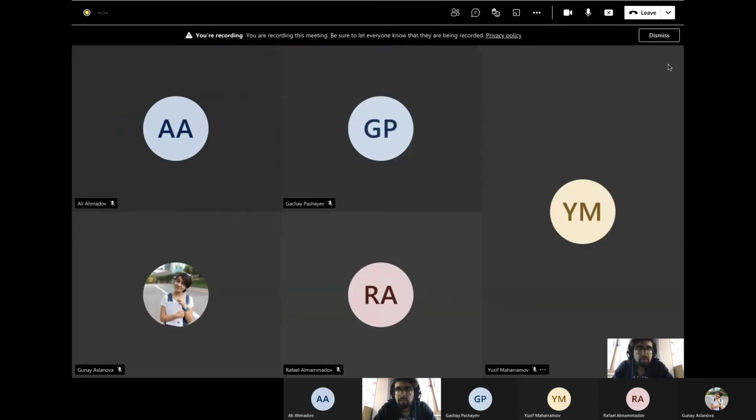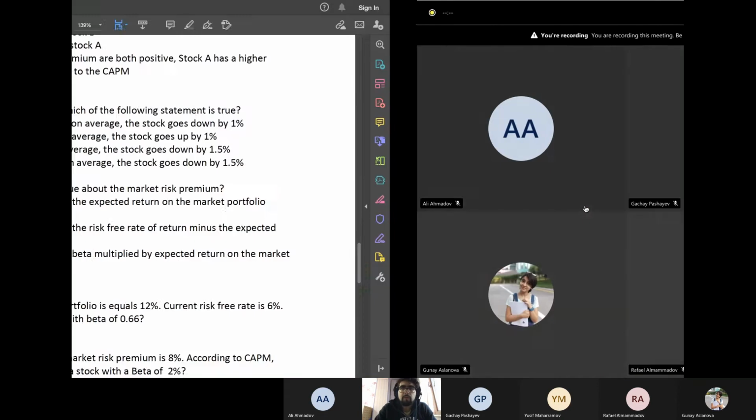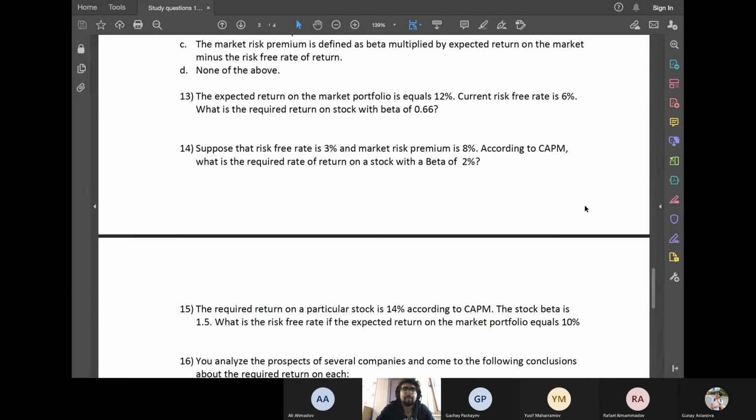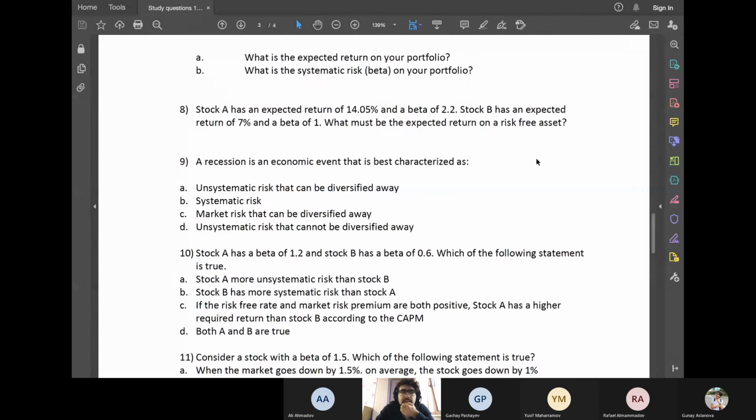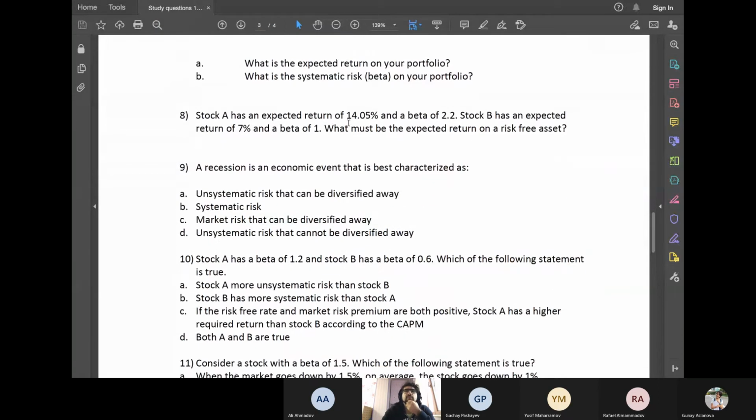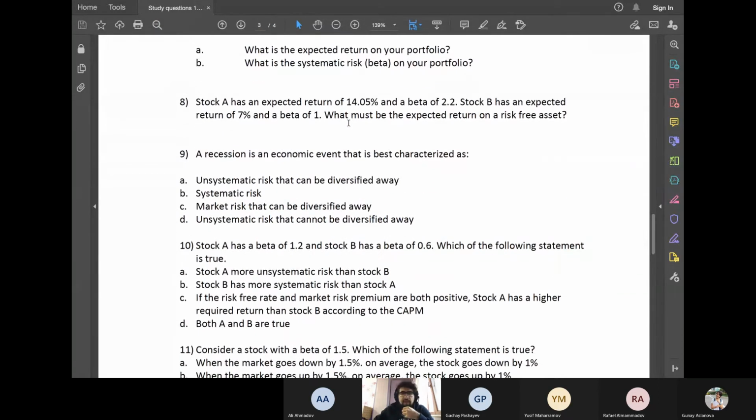I'm sharing the screen. Okay. We're done with question 7. Let's continue to question 8. Stock A has an expected return of 14.05% and beta of 2.2. Stock B has an expected return of 7% and beta of 1. What must be the expected return on risk-free asset?